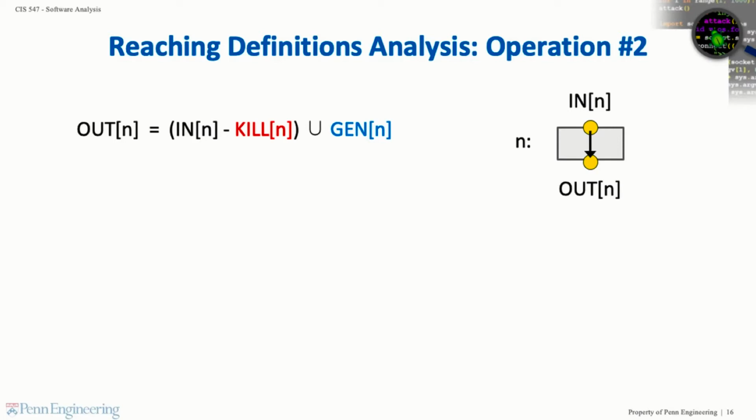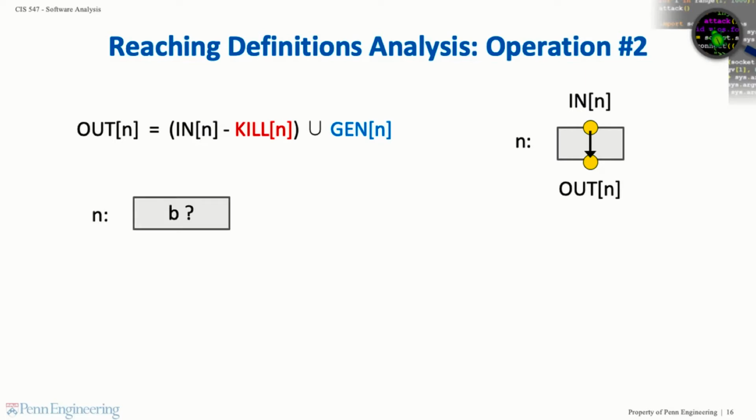The general form of this operation states that the set of facts at the exit of node n is equal to the set of facts at the entry of node n minus any definitions that are overwritten by node n, unioned with any definitions that are generated by node n. We call these sets of definitions the kill set and the gen set respectively. Determining the gen and kill sets requires knowledge of the statement that occurs at node n. For control flow graphs of programs in the while language, this statement can be either a condition or an assignment. Let's consider each of these two cases in turn.